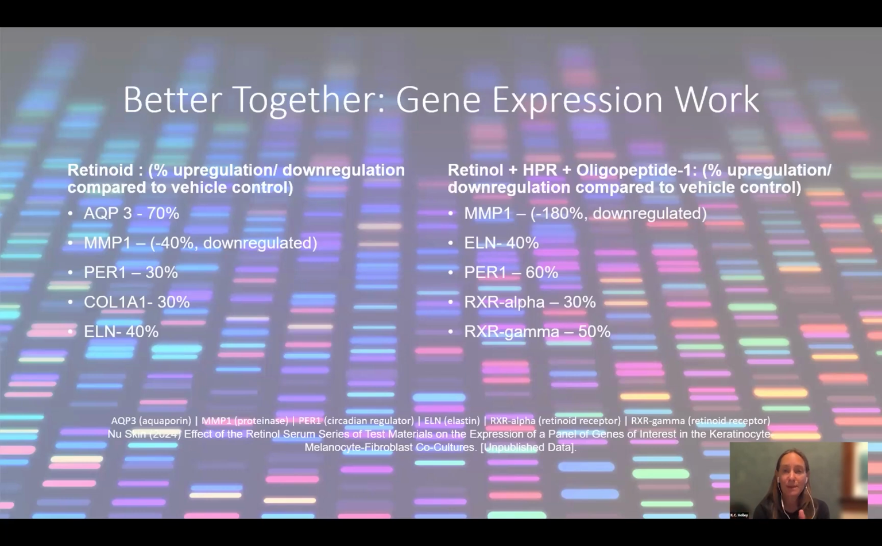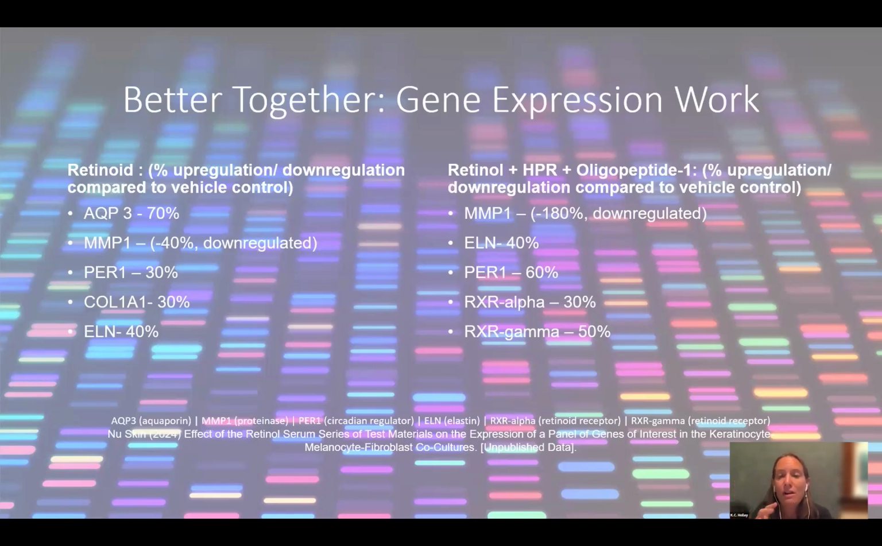When we look at the combination, though, what we find is that the MMP1 gene that we were talking about was downregulated by 180% in this combination. Your elastin gene was still upregulated, so you get that increase for elastin at 40%. Your PER1 gene, that gene that works with your circadian rhythm, was upregulated 60% in this combination.